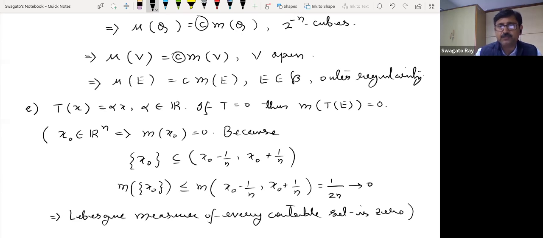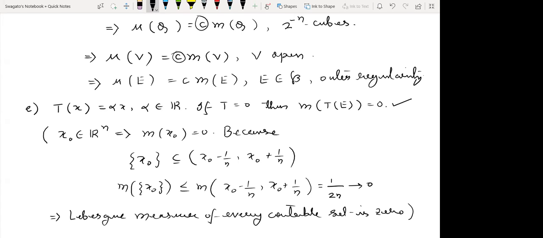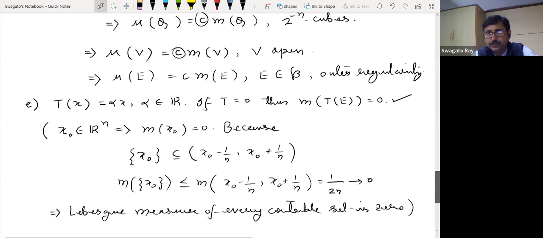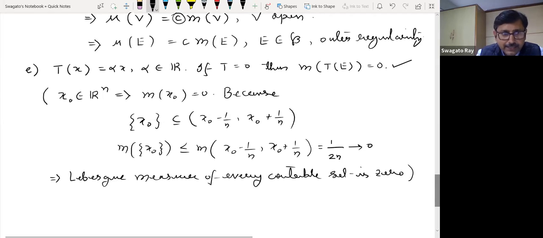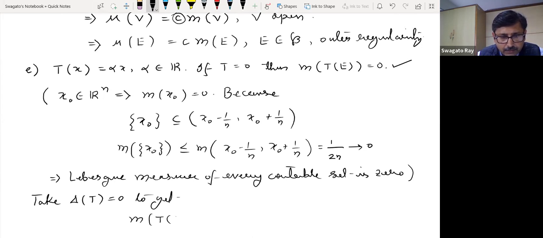So in particular, measure of 0 is 0, which is this statement. Can you tell me, given any countable set, is it in the Borel sigma algebra or not? Yes, it is an F sigma set, so it is in the Borel sigma algebra. So measure of T then is 0. In that case, you choose your delta t to be equal to 0. So take delta t equal to 0 to get measure of TE equals delta t times measure of E.